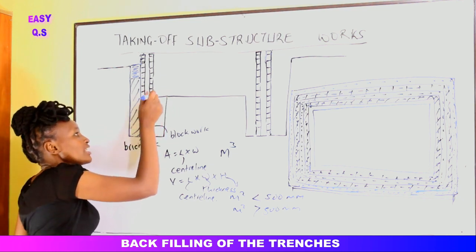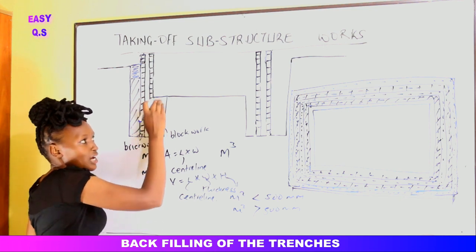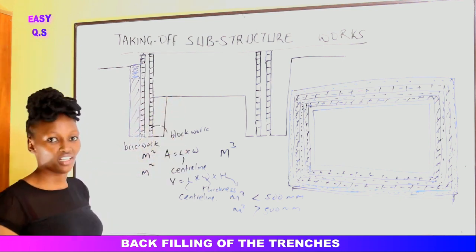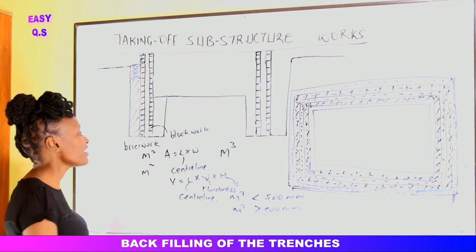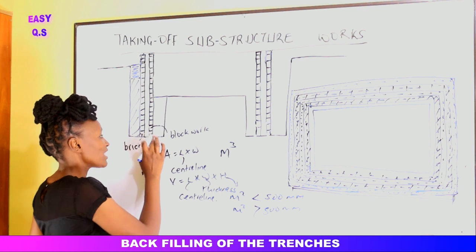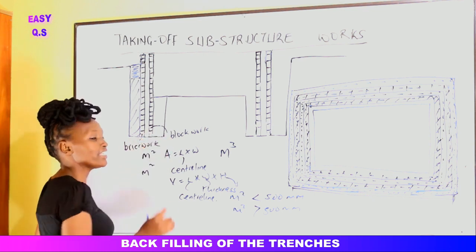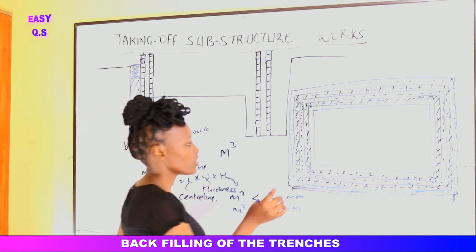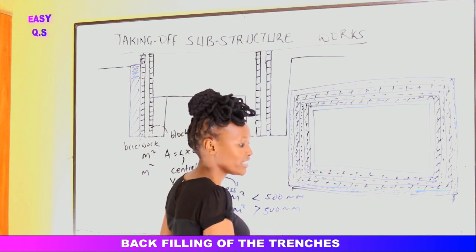Up to here, we usually place in hardcore until we get to the reduced level. How do we go about it? We shall find the center line for this spread on the inside. So how do we find that center line? We shall come to this spread on the inside.